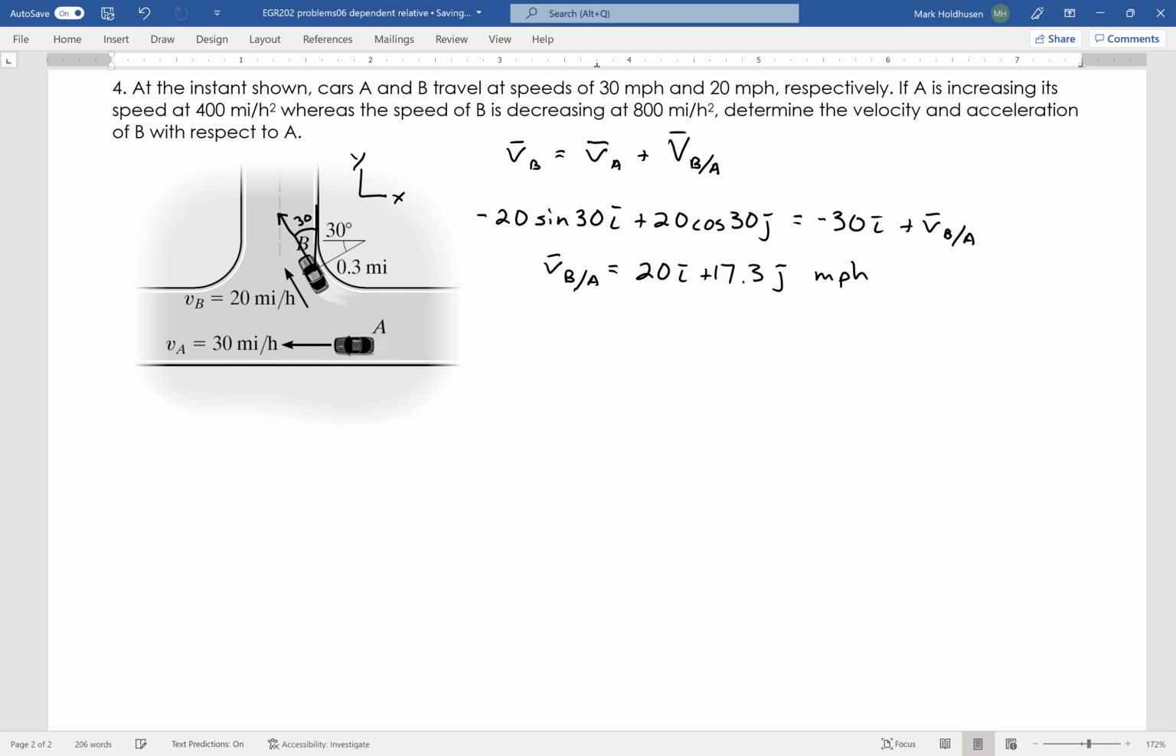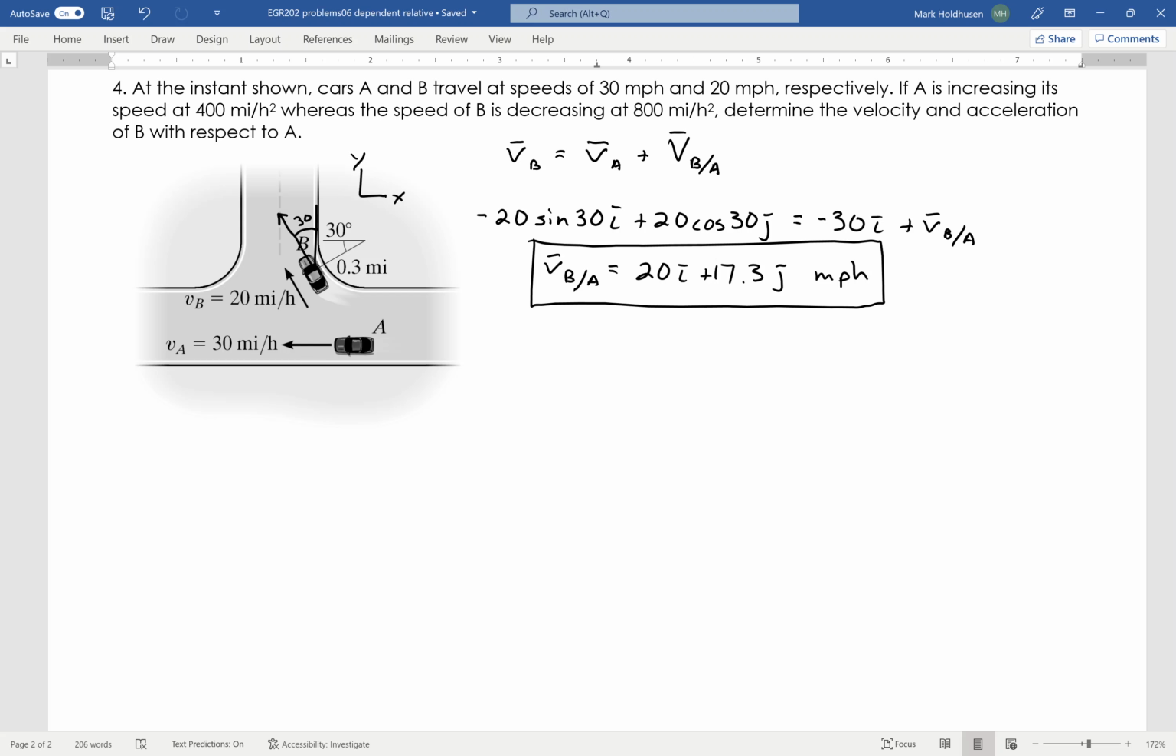So what I'm finding here is, if I was in car A looking at car B, that's how it would seem that car is traveling, based on the axes of me sitting in the car. So me looking from car A at B, that's what it looks like it's traveling at.